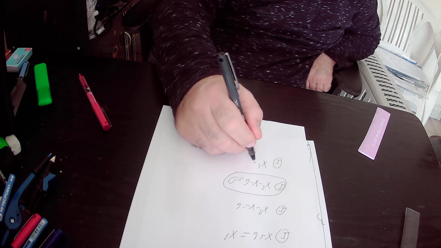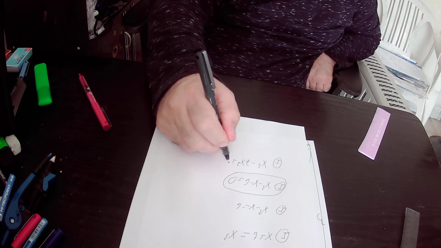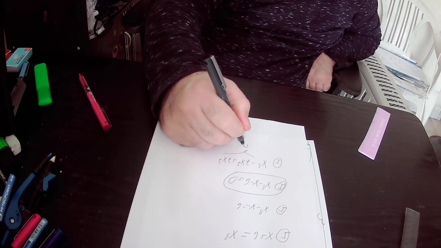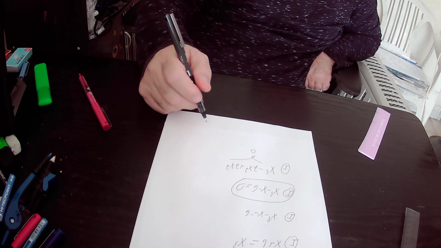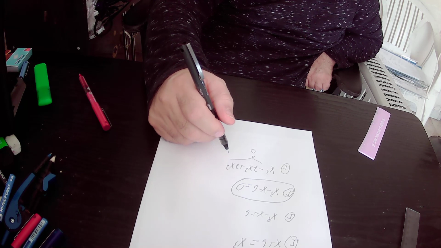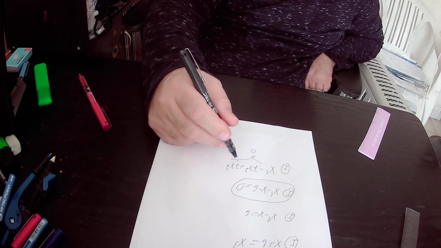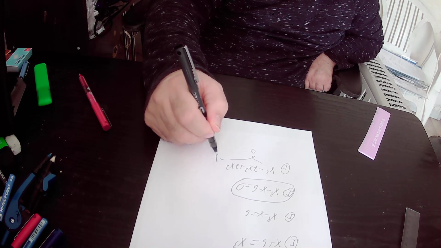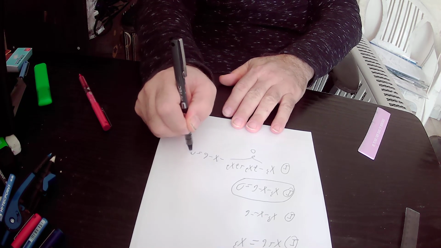x cubed minus 2x squared plus 2x squared, again, minus 2x squared plus 2x squared is 0, so it is allowable to do this operation because we change nothing. We add 0 to equation number 1. So x cubed minus 2x squared plus 2x squared minus x minus 6 equals 0.